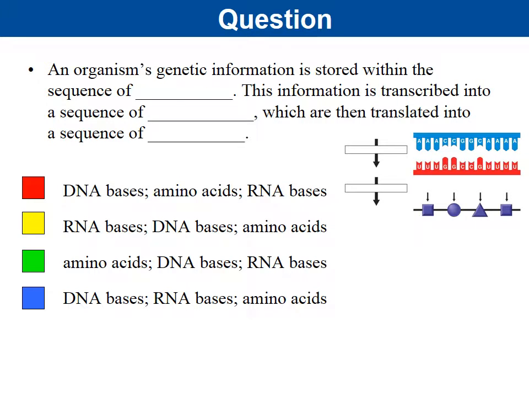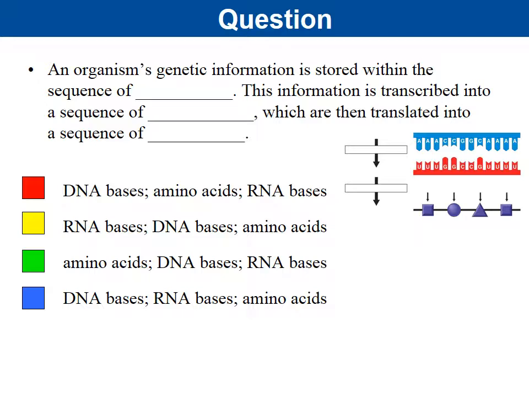And so I have a question for you, and once I read it, go ahead and pause it, think of your answer, and then when you're ready, go ahead and push play again. And so the question says, an organism's genetic information is stored within the sequence of blank. This information is transcribed into a sequence of blank, which are then translated into a sequence of blank. Is it red, DNA bases, amino acids, RNA bases?